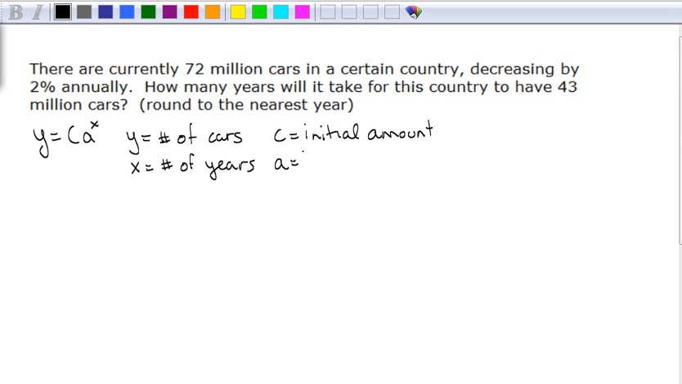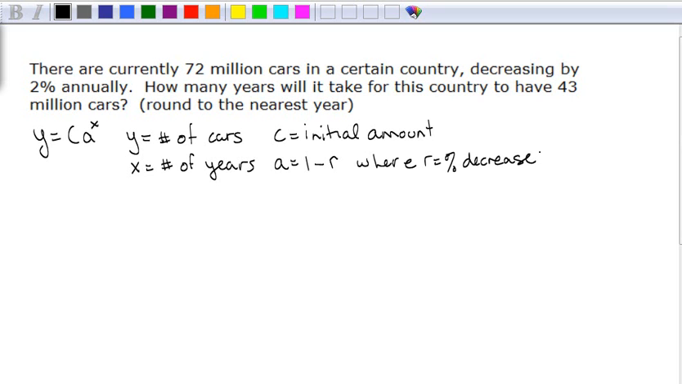But they're giving us a percent increase or decrease. So if it's a percent decrease, it's 1 minus R, where R is the percent, or it's 1 plus R if R is an increase. 1 minus R if it's a percent decrease, 1 plus R if it's a percent increase. So again, R equals the percent decrease in this case.